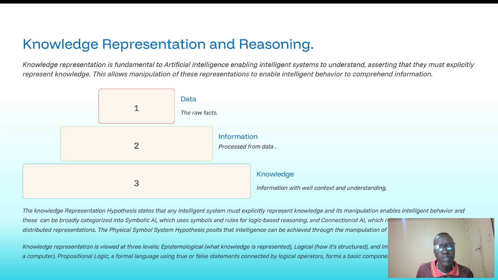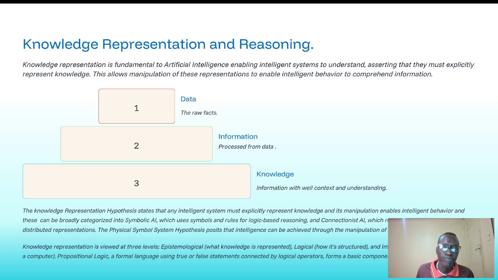We have knowledge representation and reasoning. AI relies on representing knowledge in ways that machines can manipulate. This module covers symbolic and connectionist approaches, the physical symbol system hypothesis, and logic-based reasoning techniques.